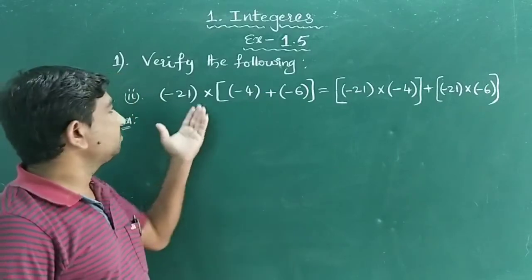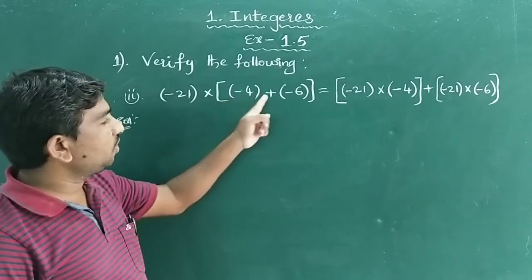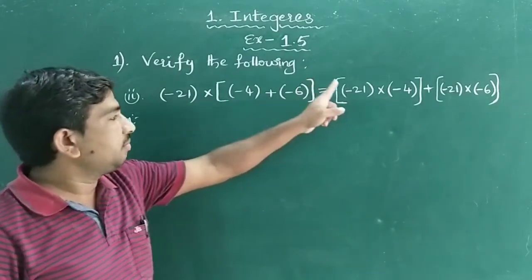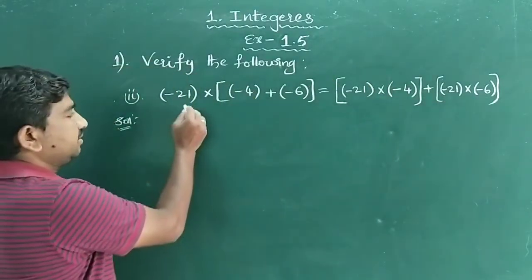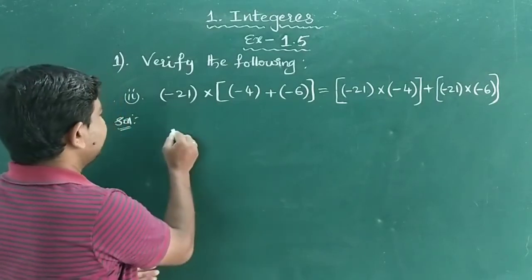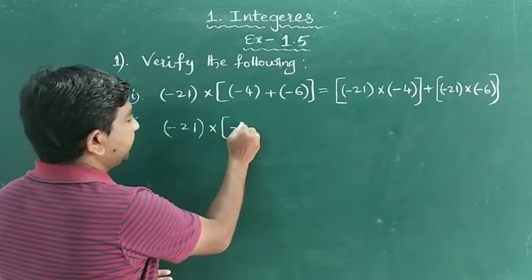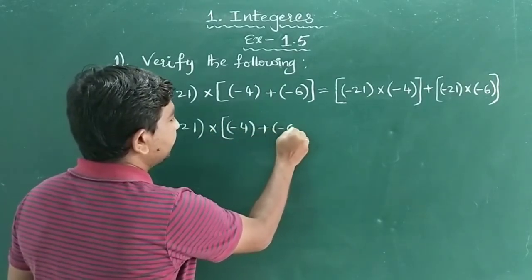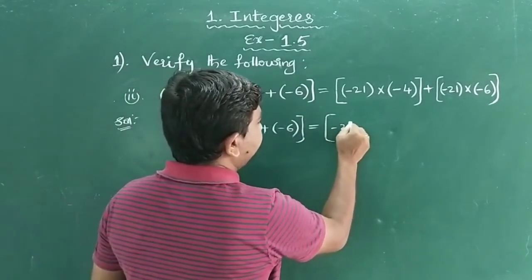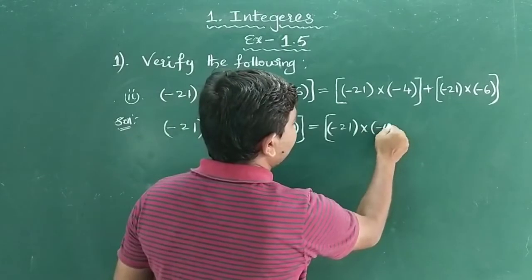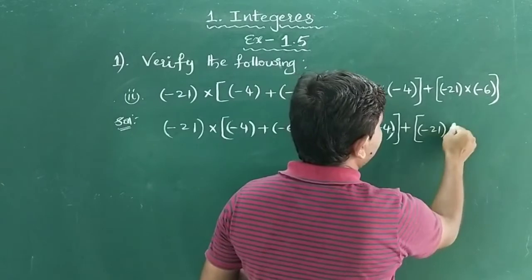Okay, now the second problem. Verify the following. Minus 21 into (minus 4 plus minus 6) is equal to minus 21 into minus 4 plus minus 21 into minus 6. First of all, we have to take the left side value. So write as it is: minus 21 into (minus 4 plus minus 6). This is the left side, and on the right side, minus 21 into minus 4 plus minus 21 into minus 6.